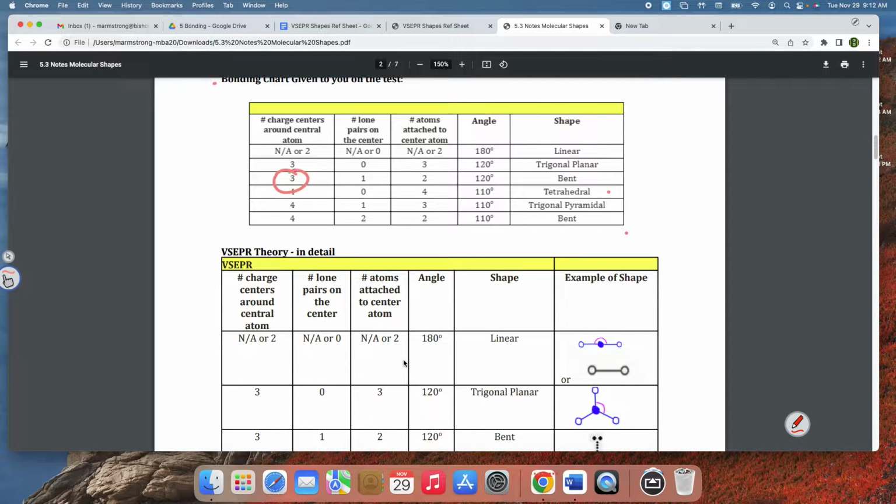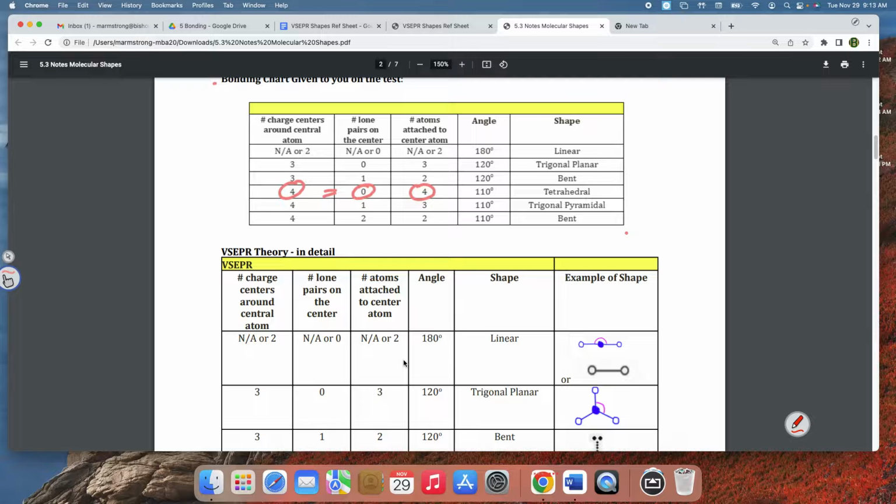So let's say you had 3 atoms on the center, 1 lone pair. You had 3 charge centers. I said that wrong. 1 lone pair and 2 atoms on the center. The 2 plus the 1 equals 3. I did that other one backwards. And again, 3 into 360 gives you 120 degrees. But this one's called bent. It's because of that lone pair electrons, because one of those atoms was not an atom. It was a lone pair. So let's say you have 4 things on the center and 0 of them are lone pairs.